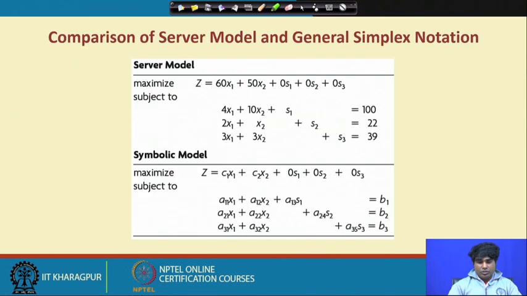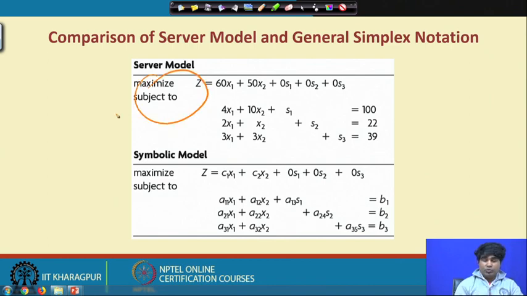So, this is the typical problem. This is a first hand problem where we have an objective function corresponding to variables, maximizing z equal to 60 x 1 plus 50 x 2, subject to the constraints x 1 plus 10 x 2 less than equal to 10, 2 x 1 plus x 2 less than equal to 22, and 3 x 1 plus 3 x 2 less than equal to 39.